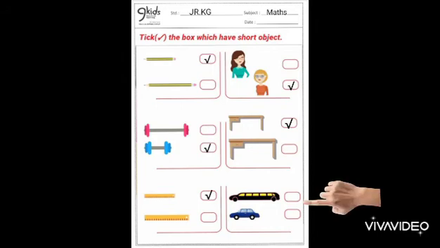Now tell me, in the last picture, which car is short? Yes, the blue car is short. So we will put a tick mark in the box which is in front of the blue car. This is the solution of your worksheet.